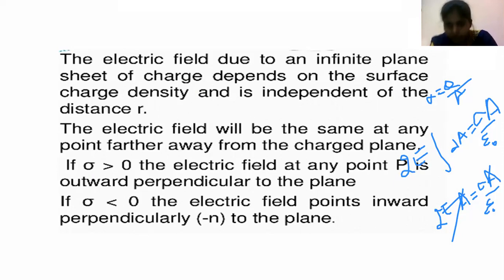And the electric field will be the same at any point further away from the charged plane. So that's the point. If sigma, the surface charge density, is greater than 0, the electric field at any point P is outward, perpendicular to the plane. And if it's less than 0, the electric field points inward, perpendicular to the plane. So that is the second application.